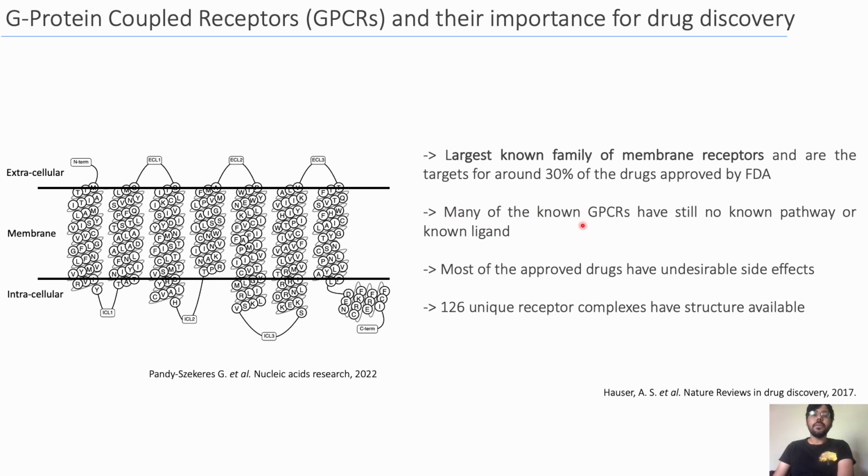For many of the known GPCRs, we still don't know which pathways they are involved in and which ligands bind them. So as soon as we discover these new ligands and the pathways they are involved in, new GPCRs can become drug targets. Most of these approved drugs have undesirable side effects like dependency and loss of effectivity. GPCRs are very well studied: 126 unique receptor complexes have structures available in the PDB.